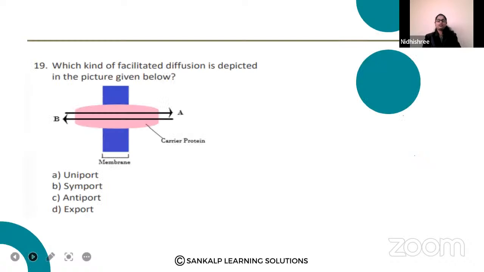Next, 19th one. Which kind of facilitated diffusion? Facilitated diffusion is the diffusion which occurs with the help of protein channels. In it, again, two types of transport are there, which we will discuss later. Which kind of facilitated diffusion is depicted in the picture below? There is a carrier protein. The blue color is a membrane. Option A uniport, option B symport, option C antiport, option D export.